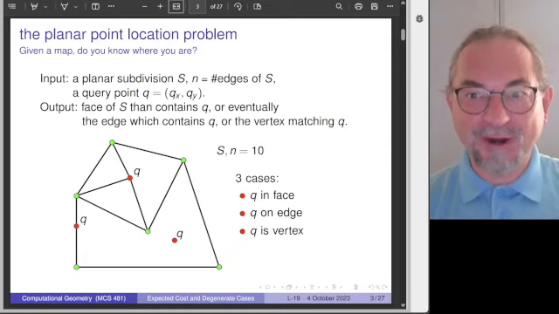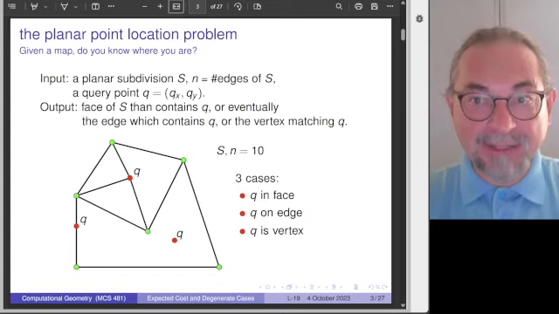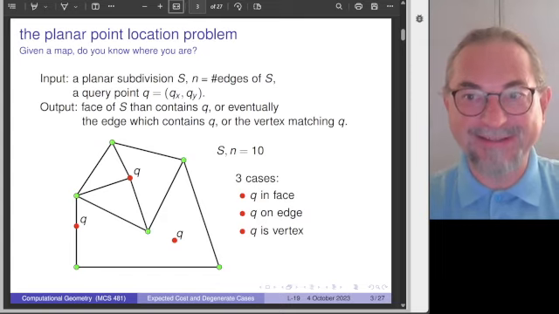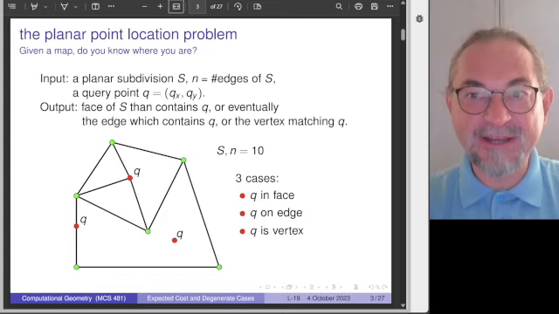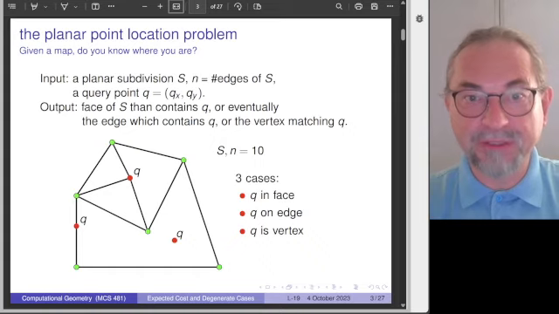Know where you are is the title of the section. Mathematically, we have a planar subdivision. We have n edges, so n is a little n, but it's a big number in this lecture here. It will determine the size of the input. The input also is our query point, qx, qy.